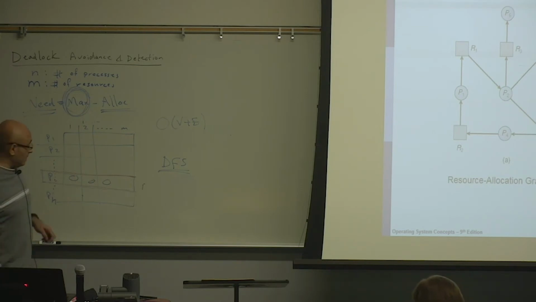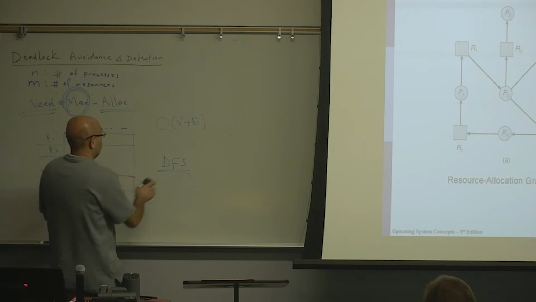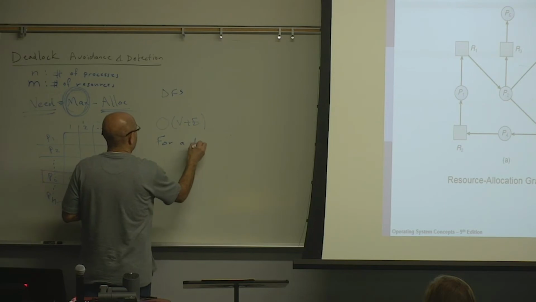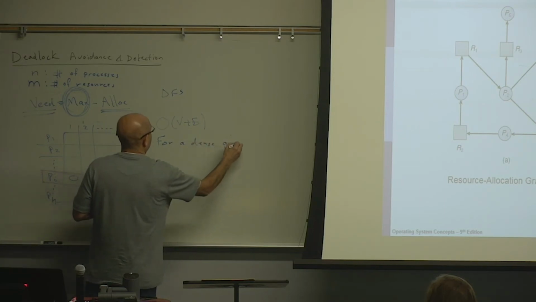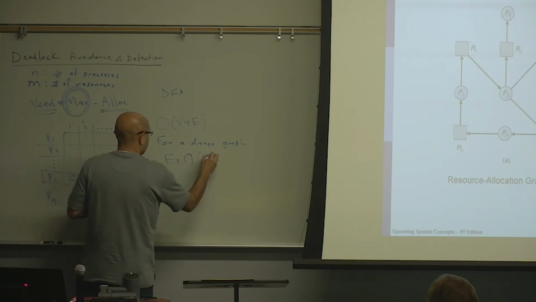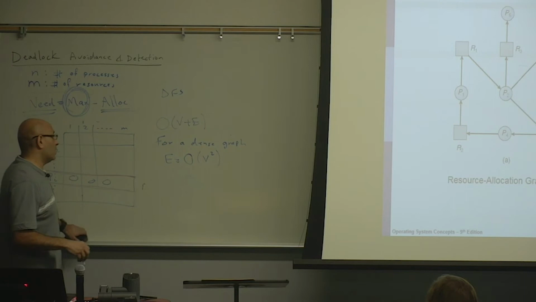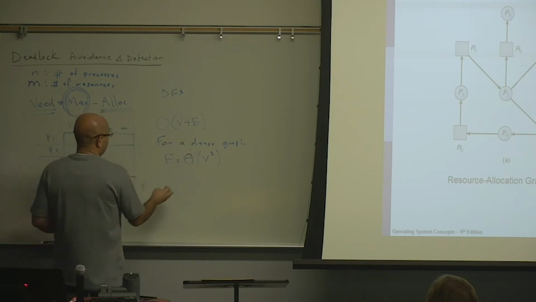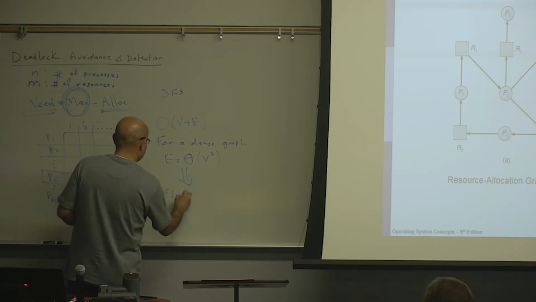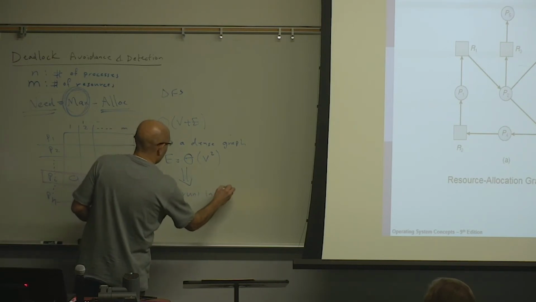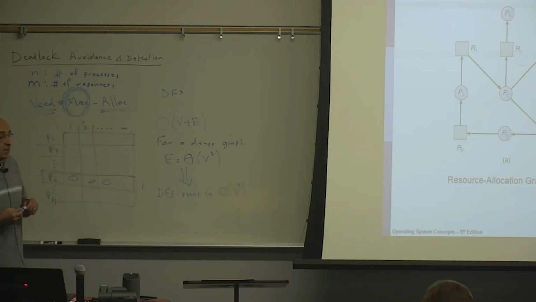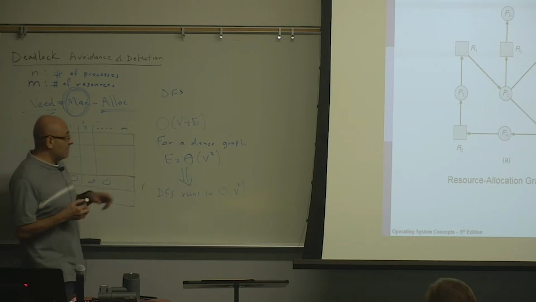Now, if the graph is dense, for a dense graph, E is of V squared, or in fact it's theta of V squared, and this means that the running time of DFS is O of V squared. So it's a quadratic function of the number of nodes if the graph is dense.